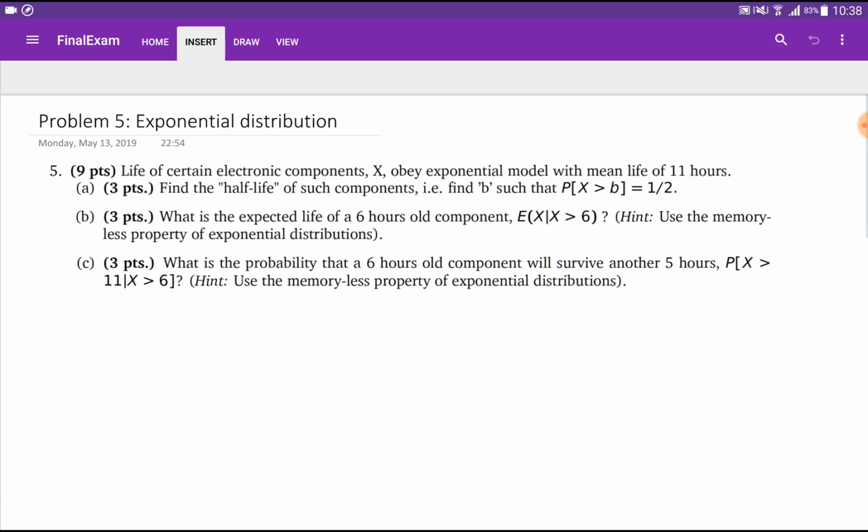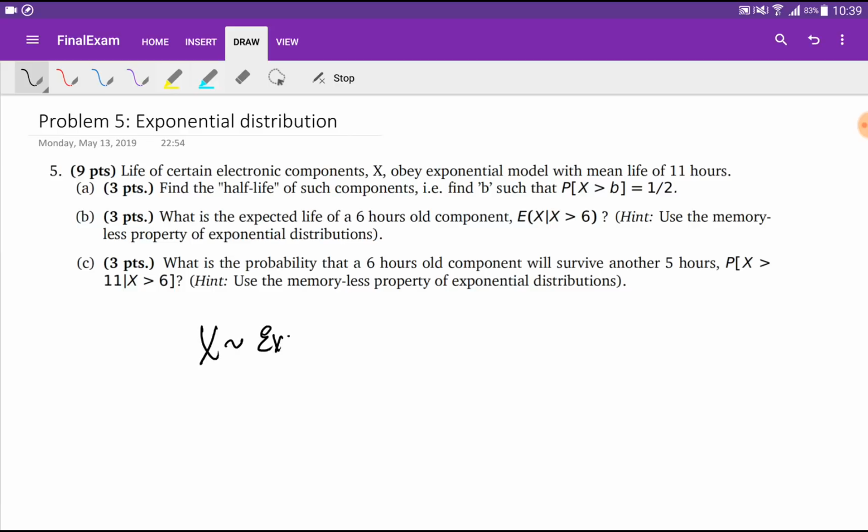So problem number 5 is about the exponential distribution. The lifetime X of a certain electronic component obeys an exponential model with a mean life of 11 hours. So X has the exponential distribution with the mean theta equal to 11 hours.